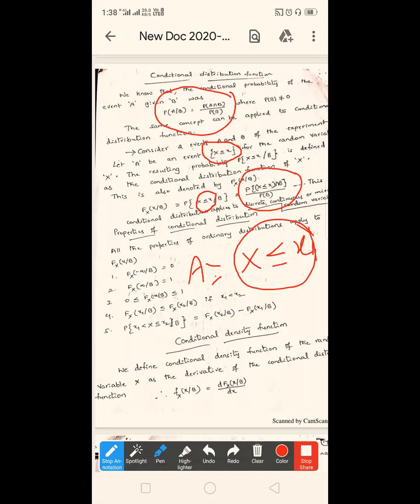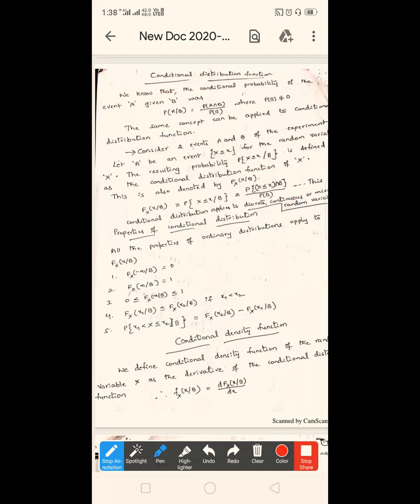Okay, so capital A is defined as capital X less than or equal to small x. So in this formula, probability of A given B equals probability of A intersection B divided by probability of B, you have to substitute capital X less than or equal to small x. Okay, so that is the difference.